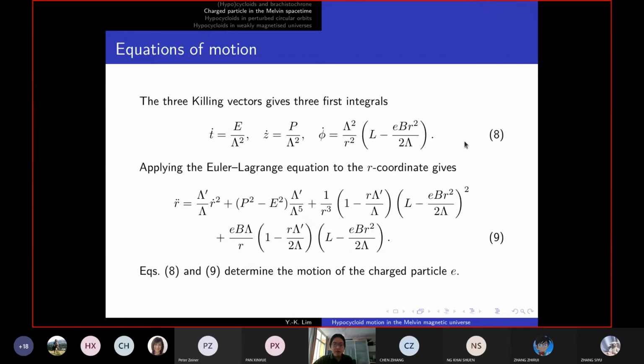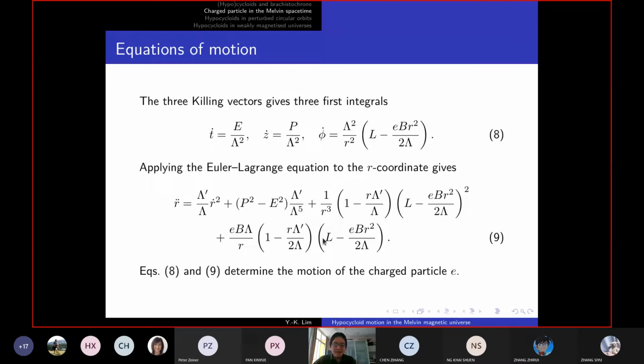And then for the r motion, we can derive the equation of motion for the radial direction by applying the Euler-Lagrange equation. So I get a second order differential equation, which is a bit messy and hard to solve, but we can always solve this one using numerical methods. This one is no big deal, right? So essentially, these four sets of equations will completely determine how a particle moves inside the Melvin universe.